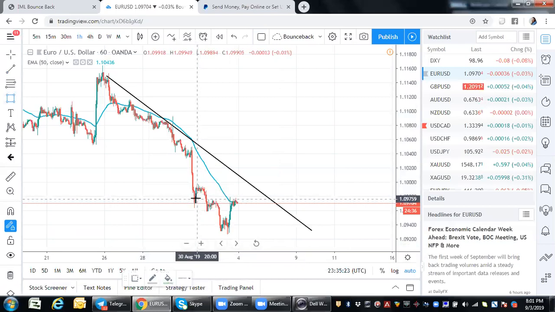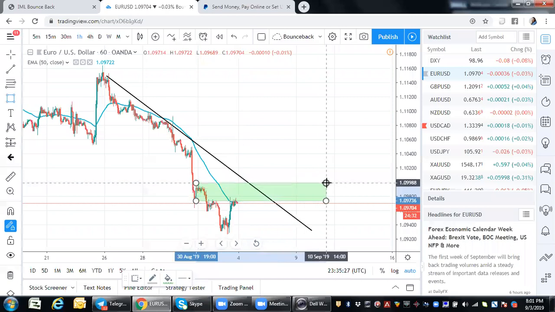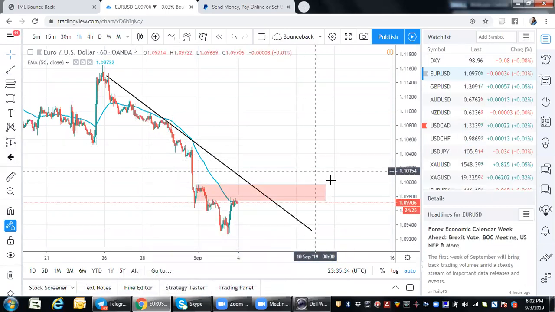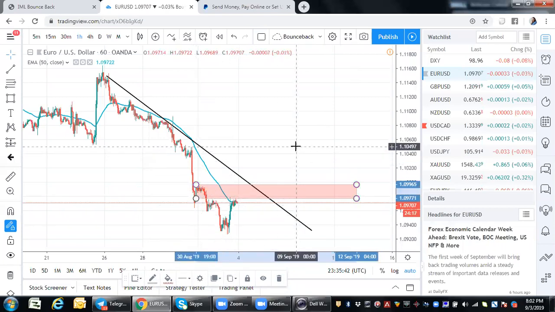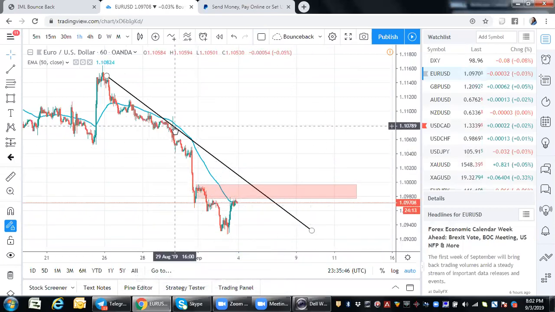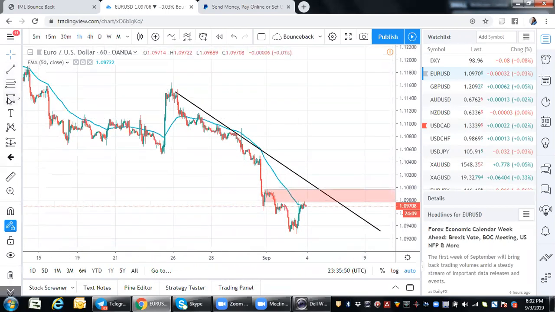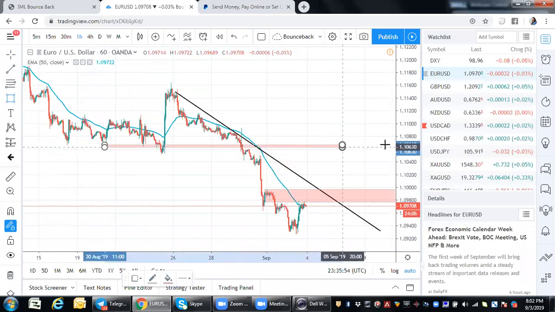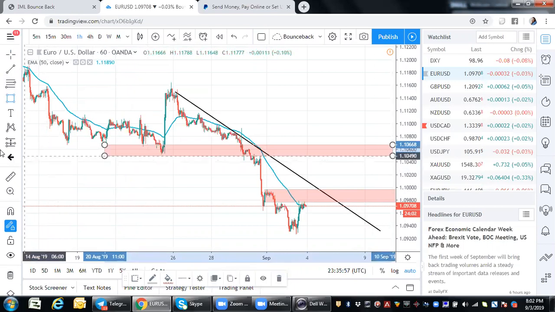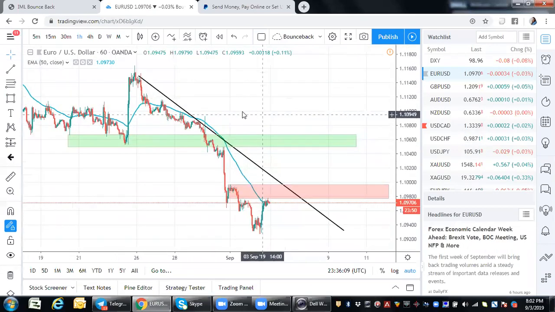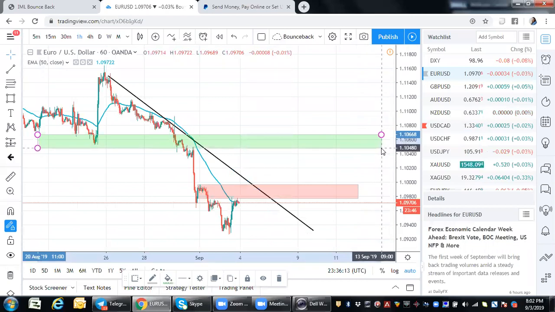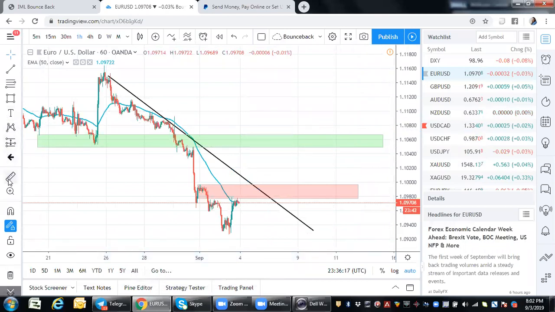So structure, anywhere above here is where you're looking to enter, right? Don't get caught up in the reversals. And your take profit zone is around here. That's TP1. So you still have a long way to go. You could actually cut this in half if you wanted to. But this is a long way to go.